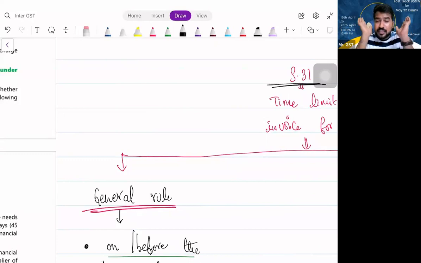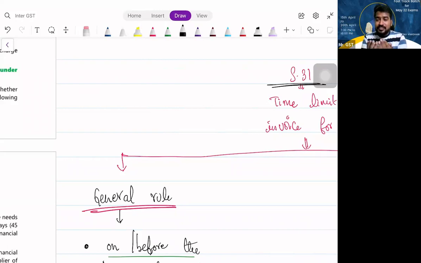One thing you have to understand. Don't get confused between section 31 and section 12, section 31 and section 13. Section 31 is an input data for solving section 12 and 13. Are you able to understand? Using section 31, you will get some date. That date is helpful for solving section 12 or section 13.